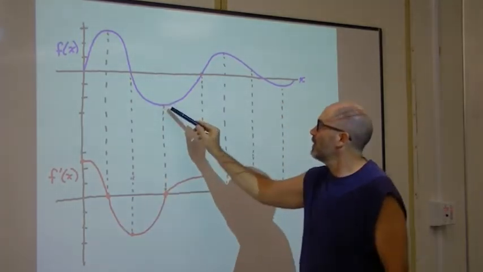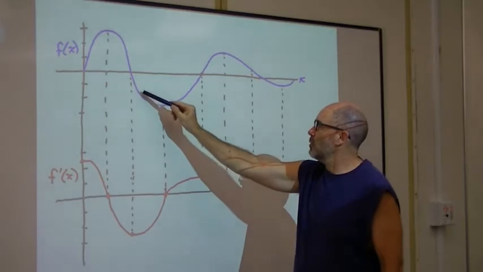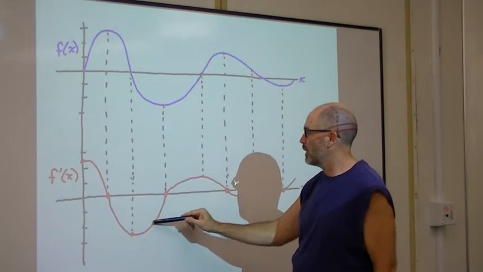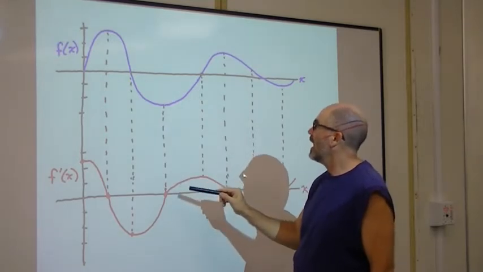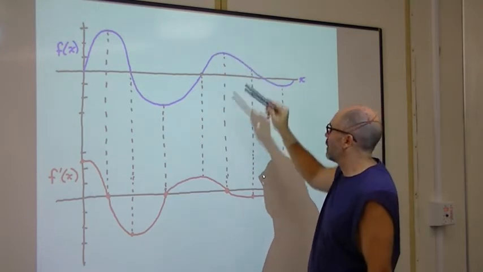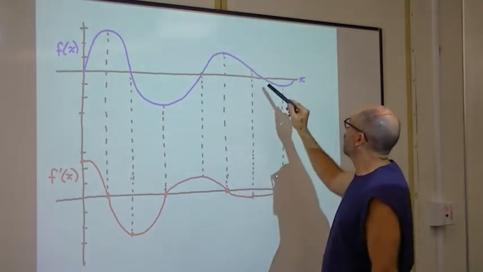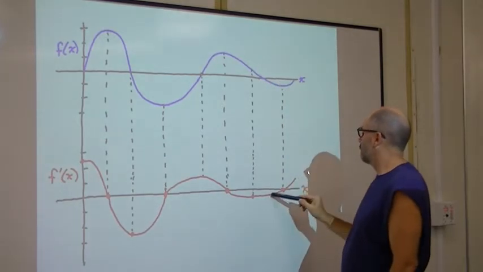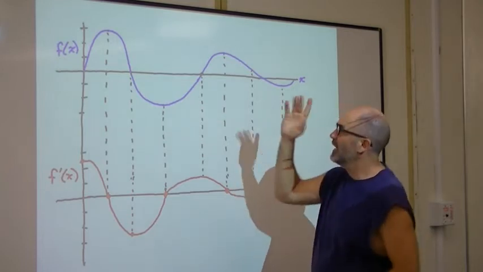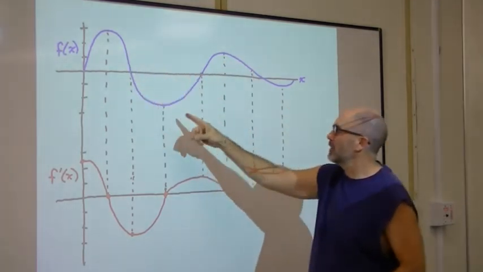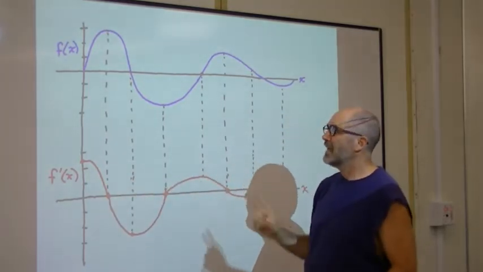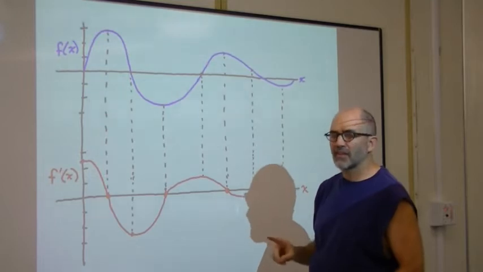Now here we've got a minimum, and this is where the slope is going from negative to positive. So notice we've got the derivative going from below to above the x-axis. And then here we've got from positive to negative again, so it goes from above to below, and then from negative to positive goes from below back to above again. So that's the very first thing you're going to do: get the relative maxes and relative mins charted as zeros on the derivative. Next thing you do is the points of inflection.